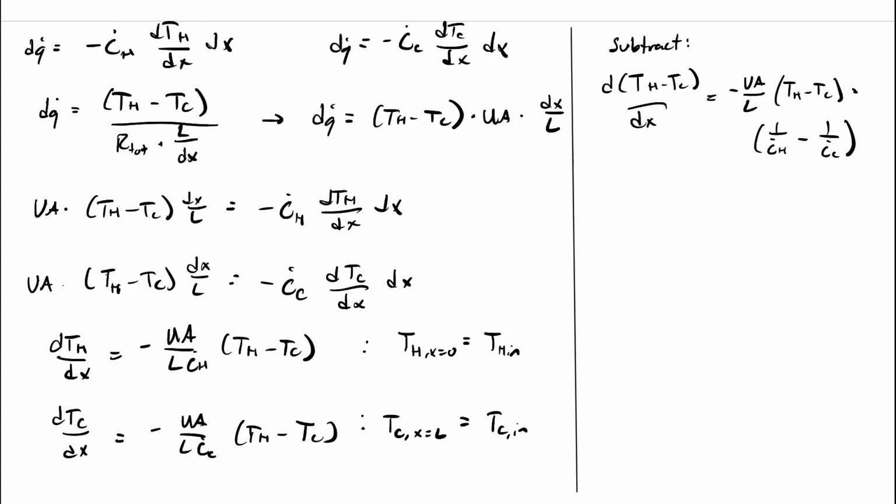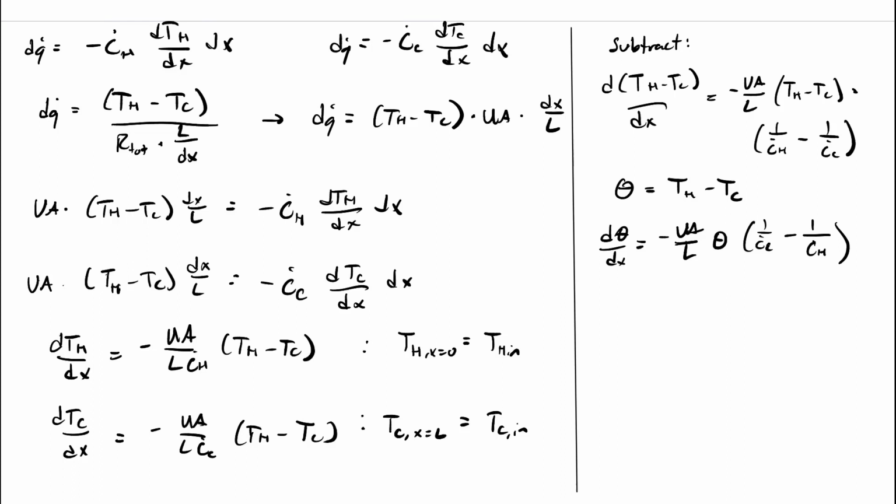So I could introduce this substitution and say, okay, theta is equal to Th minus Tc. Right? So theta as a function of x is equal to Th as a function of x minus Tc as a function of x. This single variable theta then lets me solve this differential equation. So I can then rewrite this as d theta dx is equal to minus UA over L times theta times 1 over C dot C minus 1 over C dot H. Okay, so now you can see this is actually a pretty easy equation to solve.